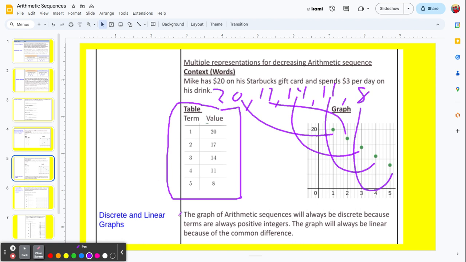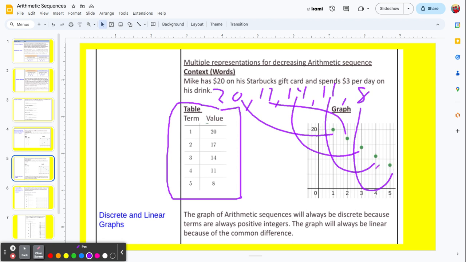Now, the key thing here is the graph of an arithmetic sequence will always be discrete because the term values are always positive integers, right? It starts at 1. 1, 2, 3, 4, 5. There's no 1.5. There's no 0. There's no negative values. It's just going to be your counting numbers from 1 on up, okay? And the graph will always be linear.